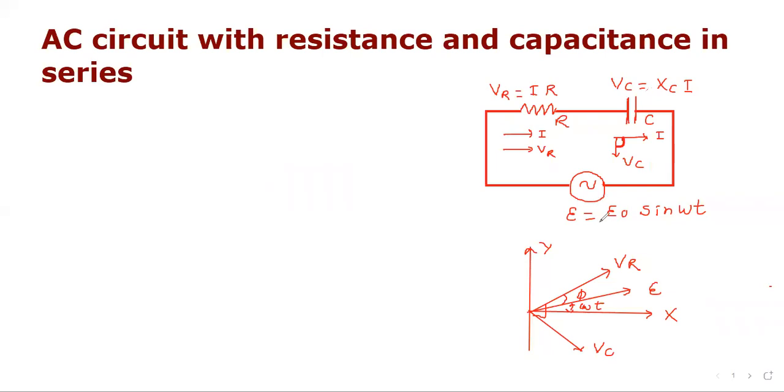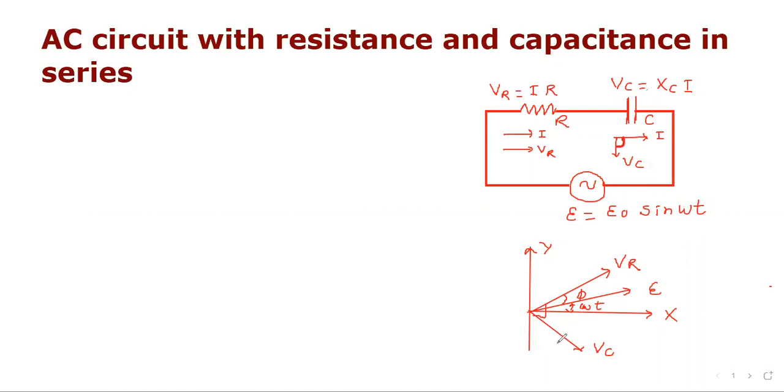This is voltage source E equal to E0 sine omega t. This is the phasor diagram. This is voltage across resistance. This is voltage across capacitance. And this is the resulting voltage. This angle is phi. This is omega t. And this angle is 90 degrees.